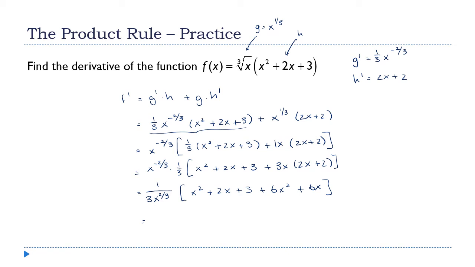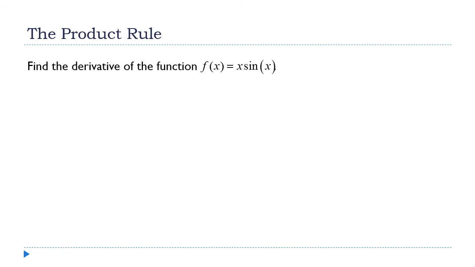Combine the like terms. 7x squared, that takes care of those. 2x and 6x, plus 8x plus 3 over 3x to the 2/3. And that's it, right? There's the derivative of this thing. Okay, so how about this one?